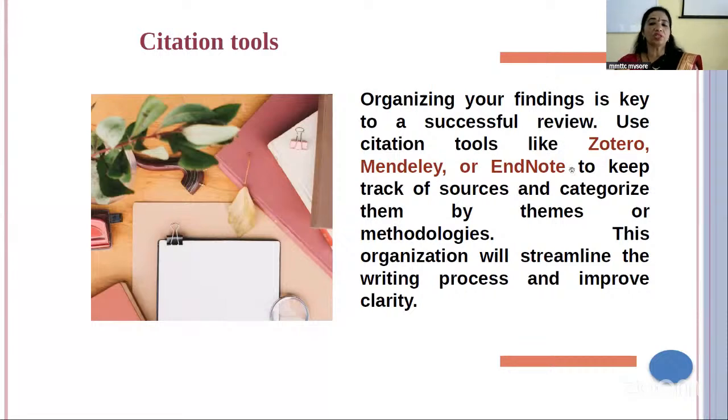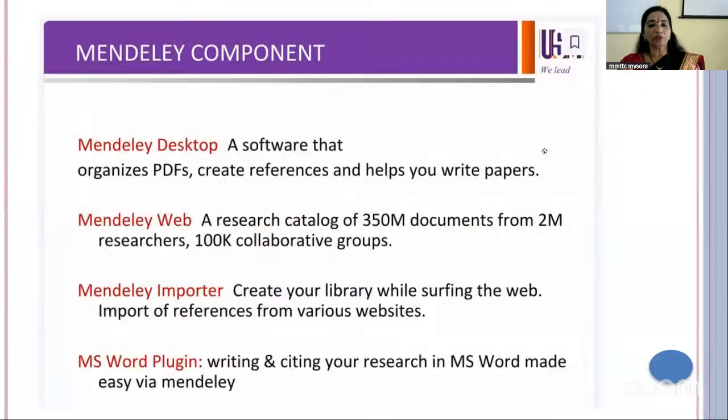So these tools are Zotero, Mendeley, and EndNote. These are going to help you to keep track of sources and categorize them by themes or methodologies, and that will actually improve clarity. Otherwise, you will download the same article again and again, and you will get confused, and there is wastage of resources, and majorly it is your time that is wasted.